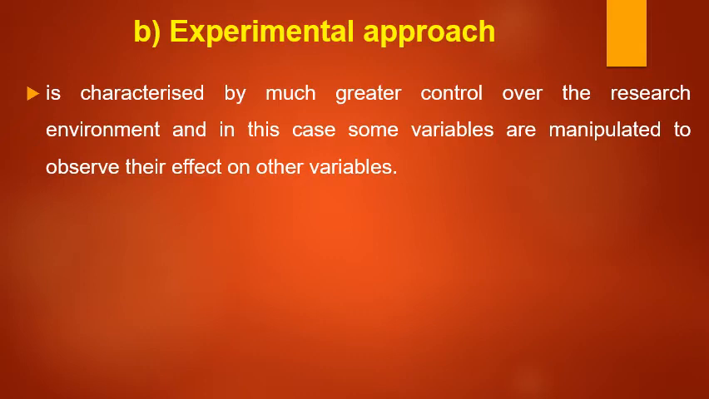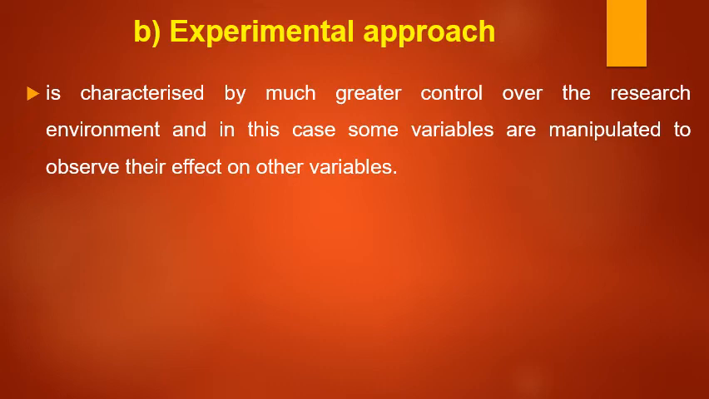Second is about experimental approach. Experimental approach is characterized by much greater control over the research environment, and in this case some variables are manipulated to observe their effect on other variables. Experimental is purely experimental, which means we have independent variable and a dependent variable, right? For example, if you are giving some intervention, health education you are giving to the samples. Okay, health education we are giving in order to increase the knowledge of the sample.